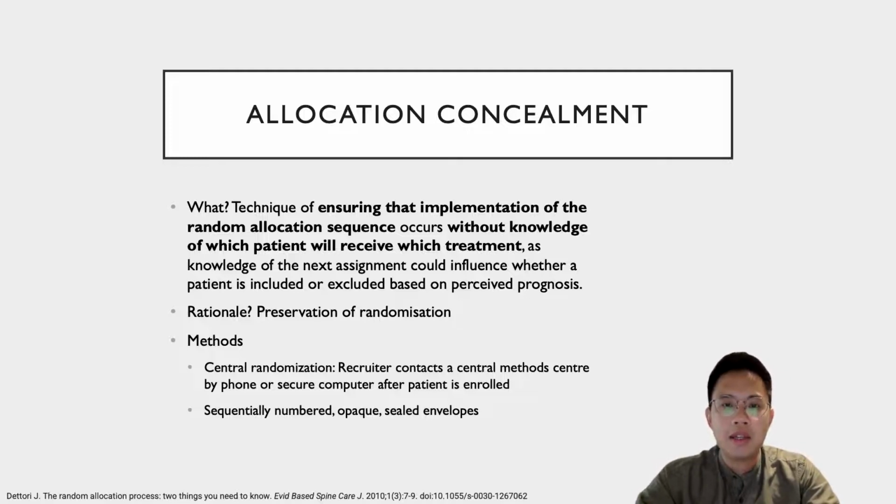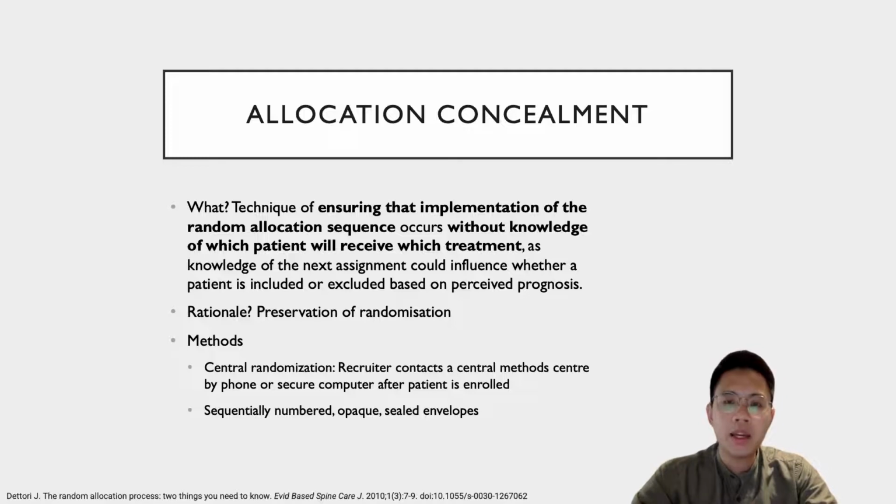The rationale at the end of the day is to preserve randomization, because as you can see, if I'm the recruiter and I decide to come up with a reason not to include the next subject because I think he'll be a poor responder to the intervention, we will then result in recruitment bias, and the patients who are recruited into both arms will be systematically different.